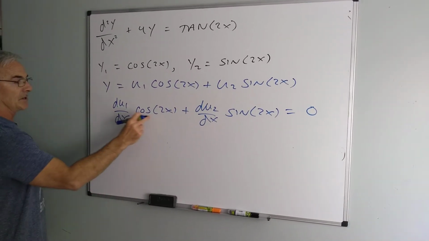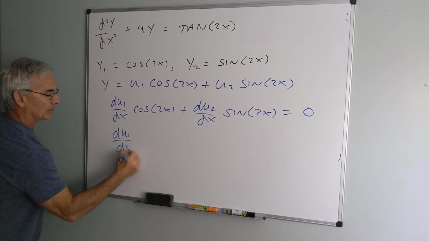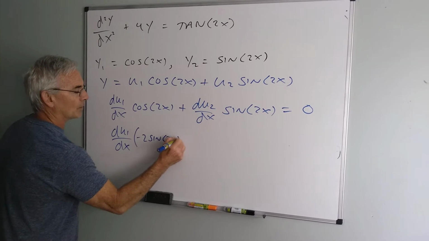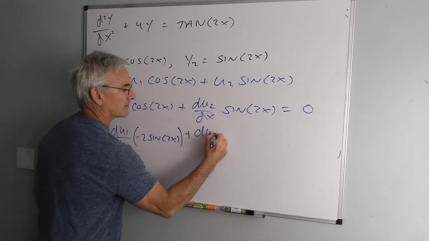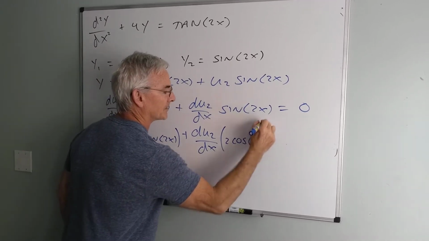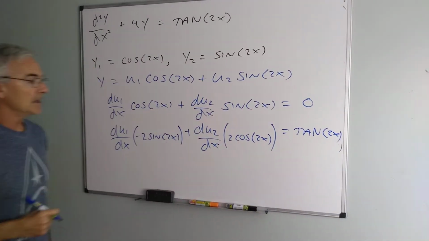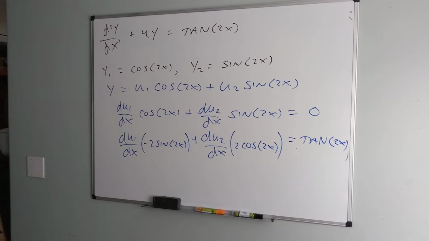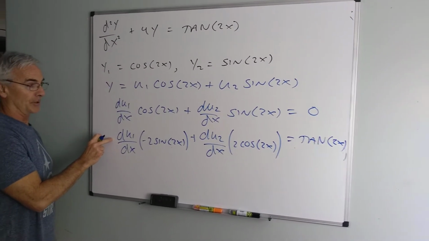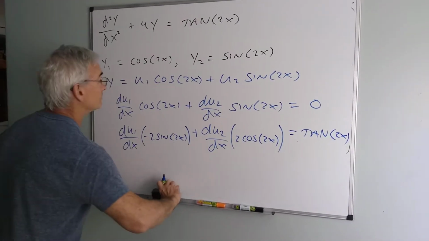The second equation, I will take the derivatives of my homogeneous solutions along with the du1 and du2. So negative 2 sine 2x, 2 cosine 2x, and all of this equal to tangent 2x. Now what we have is a system of two unknowns and two equations, but the unknowns are actually the derivatives of the u terms. So the most efficient way to solve this, of course, as we've seen, is using Cramer's rule, which we will do next.